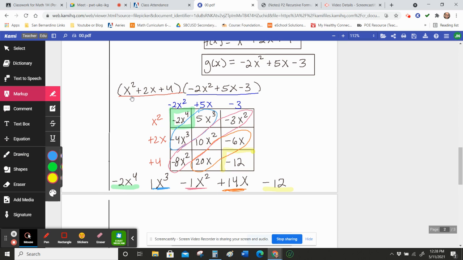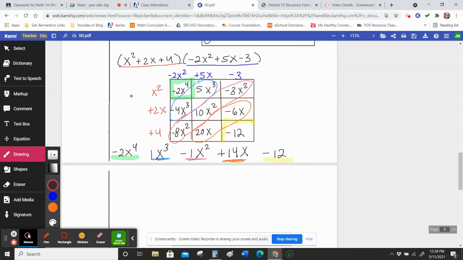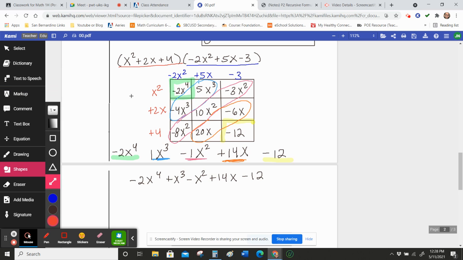You can leave it as is, or you can simplify it and write it neater, like not writing the ones in front of the x's, because typically in math books you don't see that. So the final answer will look something like this: negative 2x to the power of 4 plus x cubed minus x squared plus 14x minus 12. So when you multiply a trinomial times a trinomial, you get 1, 2, 3, 4, 5 terms. So you get a pentanomial. But again, mathematicians are lazy, so anything above 3, they just call it a polynomial and call it a day.